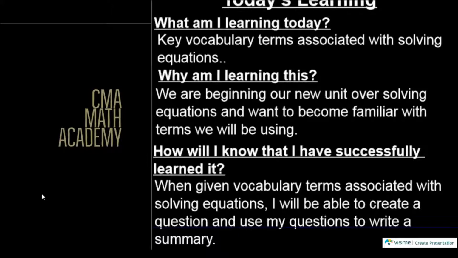And then how will I know if I've successfully learned what I needed to learn? So when you're given vocabulary terms associated with solving equations, you will be able to create a question and then use your question to write your summary at the end. So if you have not guessed it yet, we're taking Cornell Notes. Remember, we write our question in the left column, answering those questions in our summary at the very end. Okay, so let's go ahead and get started.